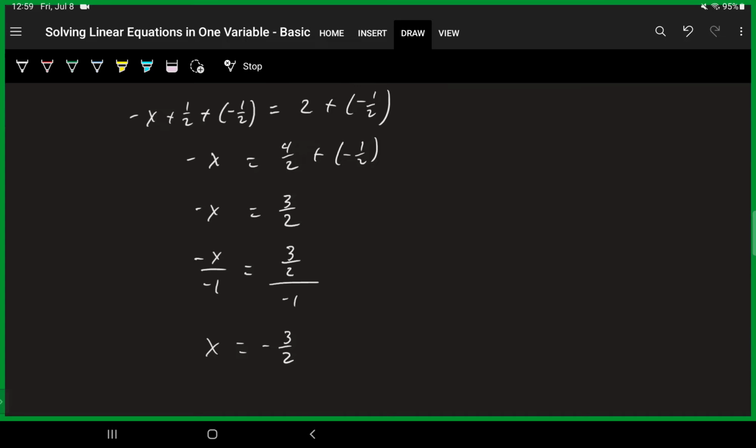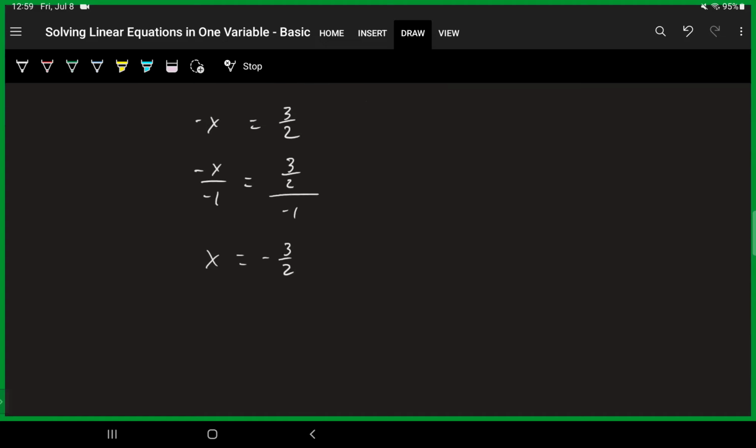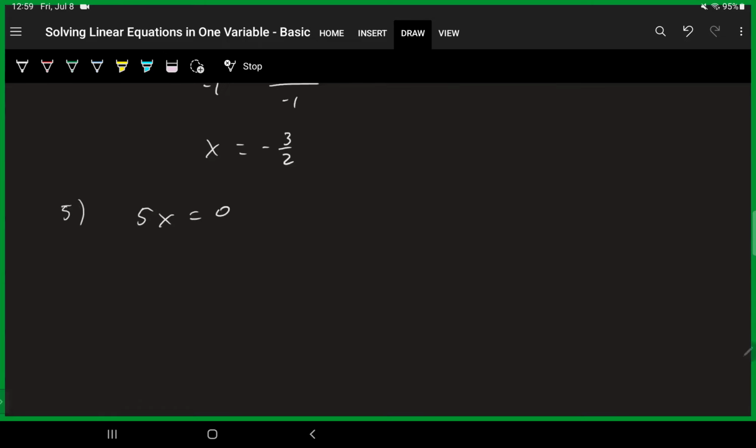Actually, you know what? 0 is a solution. Let me show you an example where you get 0. So fifth example: if I have 5x is equal to 0, and I want to solve this equation, the only thing happening to x is multiplication by 5. So I'm going to divide both sides by 5. And 0 divided by 5 is just 0. So I get x equals 0. And so, yeah, that's actually a proper solution as well.